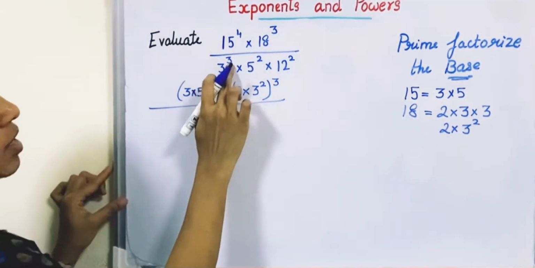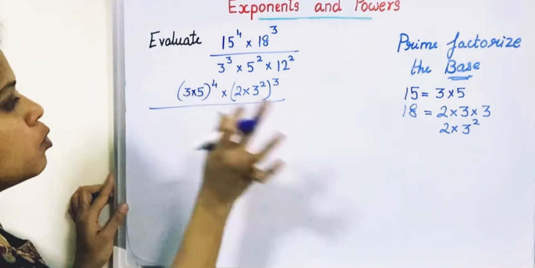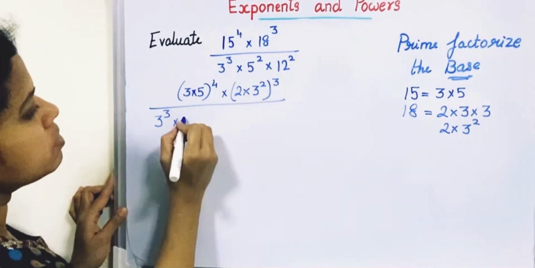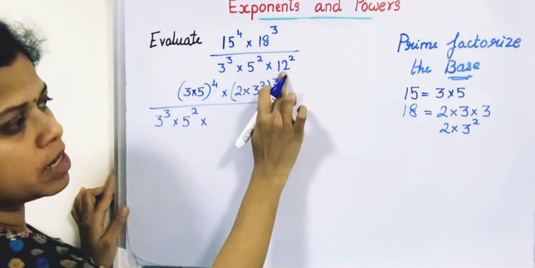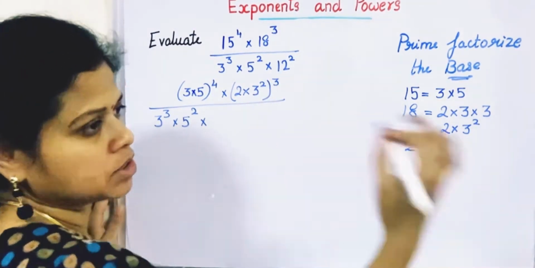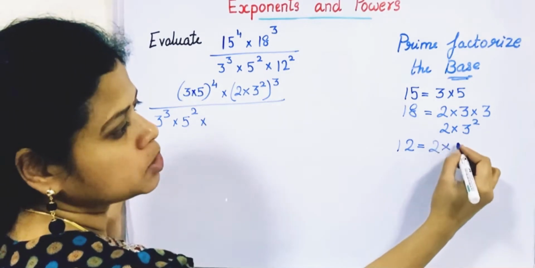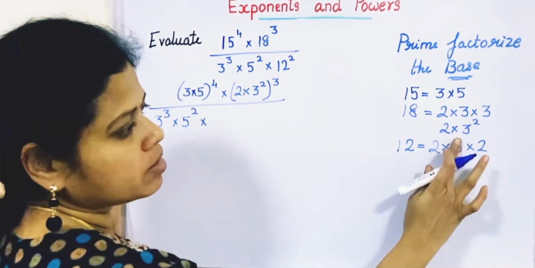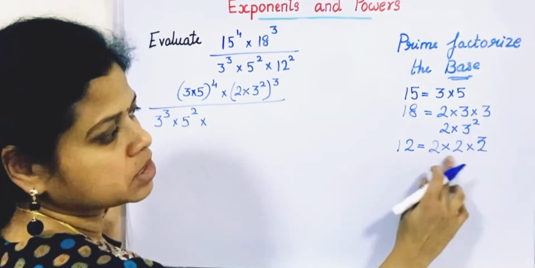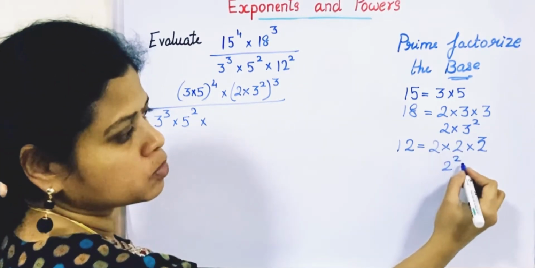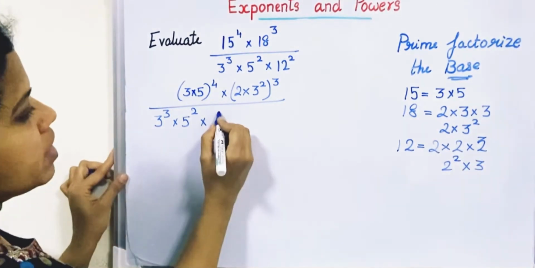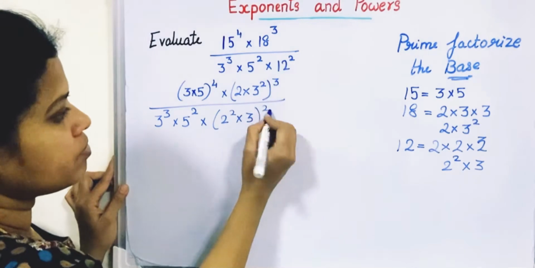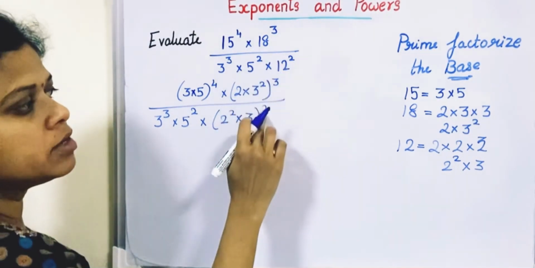Next, here 3 power 3, the base is a prime number, so no need to change, we can write the same. Next, 5, the base is a prime number, so we can take it as it is. Here 12 is not a prime base, so change it. 12 can be written as 2 into 3, which is 6, then 6 into 2, it's 12. So 2 into 2 into 3, which is 12. So 2 power 2 into 3. So this 12 can be written as 2 power 2 multiplied by 3, and the exponent is here 2. So be careful, you have to take the exponent as well.